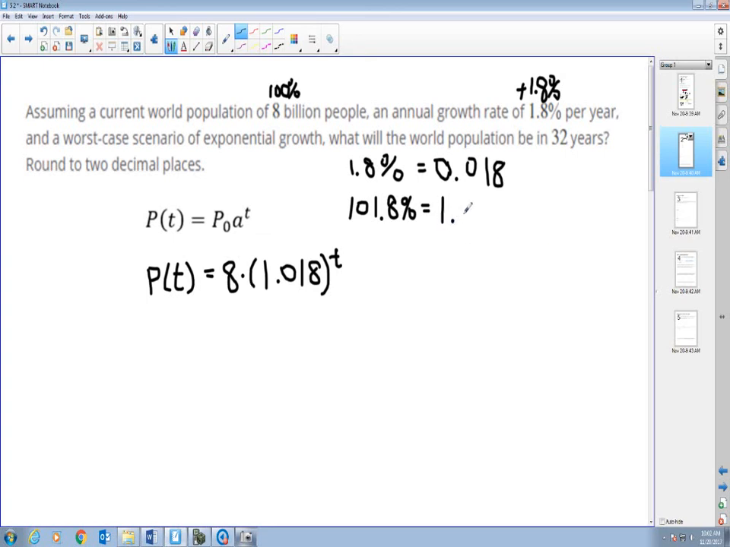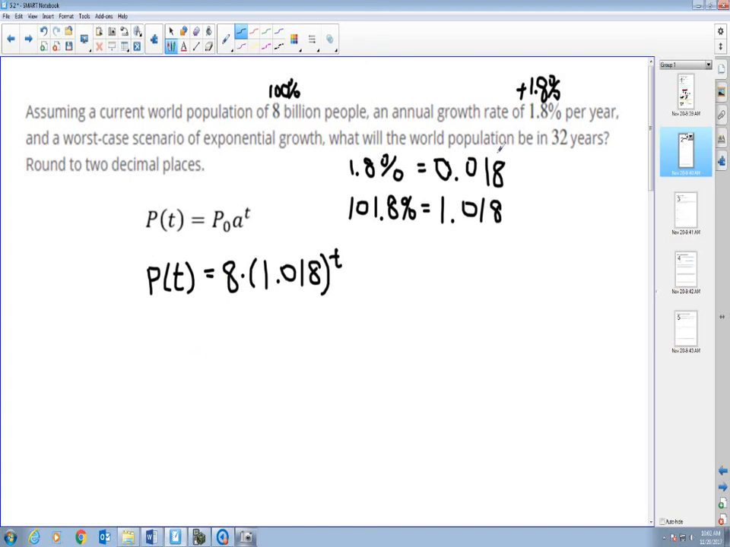This is a little bit different way of thinking about this. I have a positive growth. Once I use 8 times 0.018, that number will only be the growth. But to find how many people there are after 1 year, I still have to add the 8 billion. So rather than add the 8 billion people to my growth, I can just add them in terms of percentage. 100% plus another 1.8% growth will be 1.018 or 101.8%.